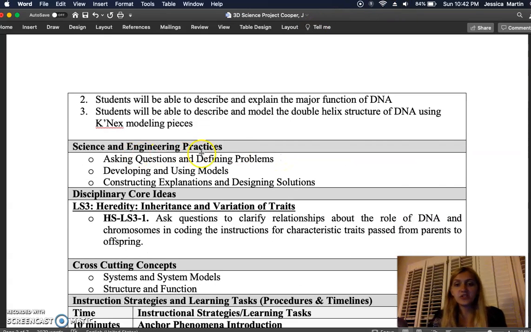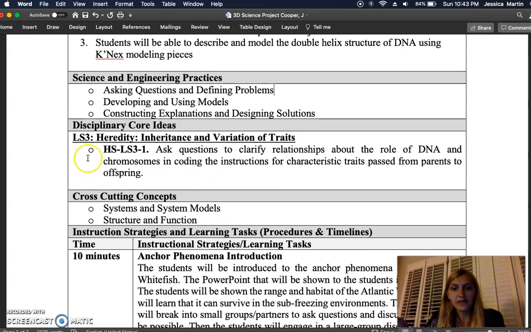The science and engineering practices we're looking at are asking questions and defining problems about that anchor phenomenon, developing and using models with the Kinex kits, and then constructing explanations and designing solutions about the structure and function of DNA. My core ideas are all about that same standard that I mentioned before, and the crosscutting concepts are about systems and system models through the Kinex kits, and also structure and function. How does the structure of DNA affect its function?